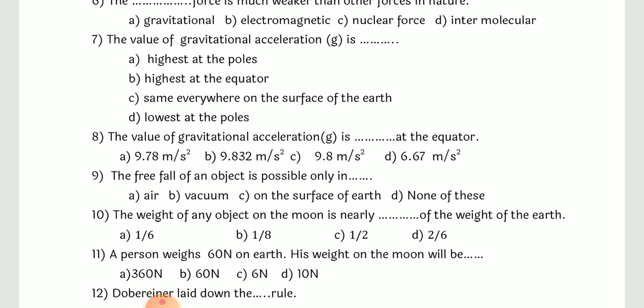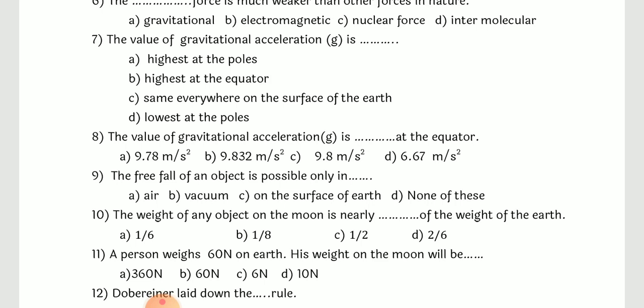The free fall of an object, ninth one, you see, the free fall of an object is possible only in vacuum. It is not possible, free fall is not possible effectively in the air or on the surface of the earth, because air will give a buoyancy to that object which is falling freely, or either that object will have an obstacle while falling. So free fall of an object is possible only in vacuum.